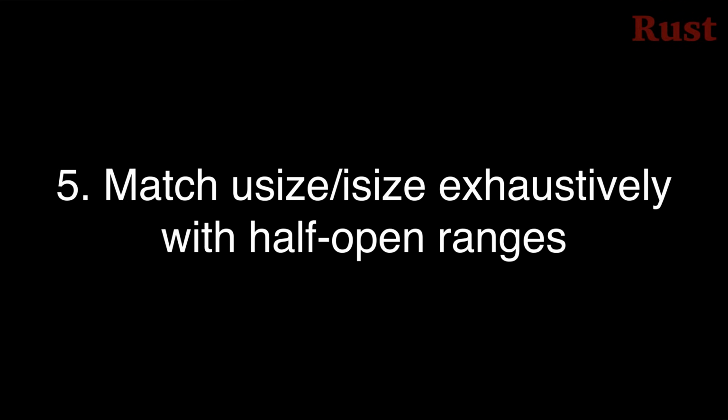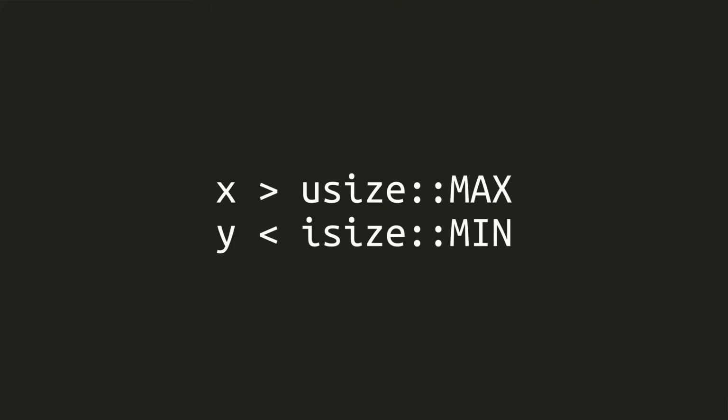Number 5. This is an interesting one. You can now exhaustively match usize and isize integers with half-open ranges. The weird thing about usize and isize is that on some platforms they can have values above the max, or in the case of isize, below the min, because for usize and isize, these constants represent limits of allowable pointer and object sizes, not the mathematical maximums and minimums. Platforms can, and sometimes do, choose to set these values higher or lower than you would expect.